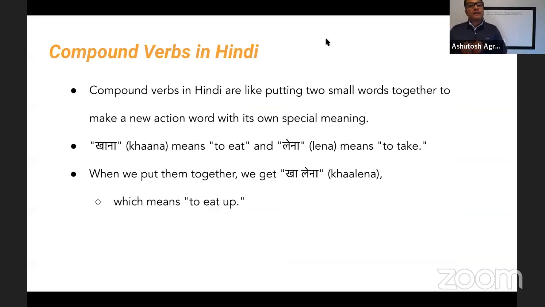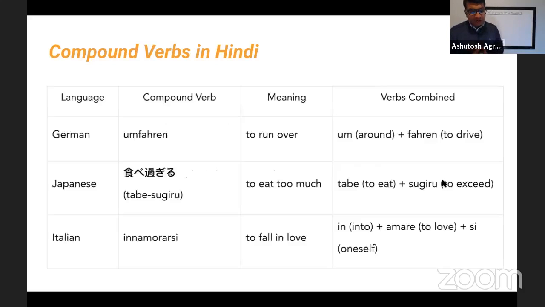But if you were to combine both of them together, you use the base stem of the main verb along with lena: kha lena, which is basically to eat up or to finish it up. In this one there is no notion of lena at all. There is nothing like taking, but it's giving the meaning to the main verb. So this is a high-level definition. We'll break it down and go over it in detail, but I thought I'd give you a quick understanding of a compound verb.